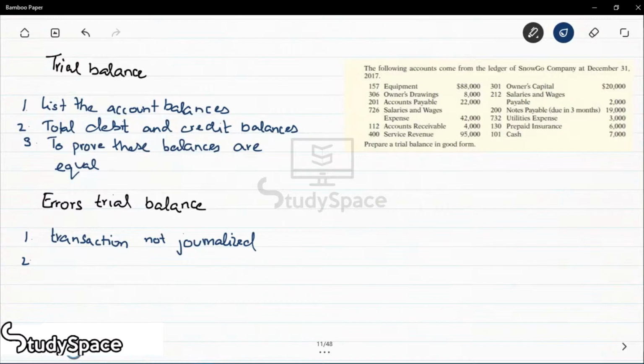Furthermore, a journal entry may not be posted in the first place, which would result in the debit and credit column showing an equal balance but being an incorrect balance. Third, we have a journal entry being posted twice. This would also result in our debit and credit balance being equal, however, being incorrect.